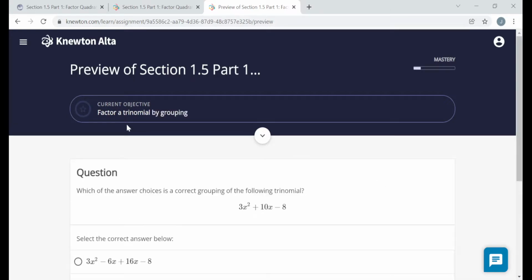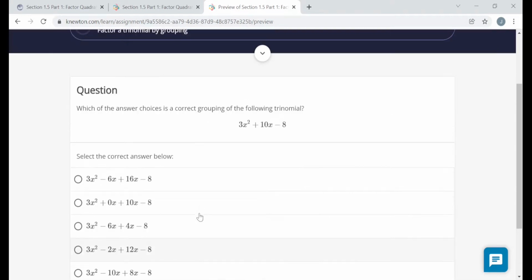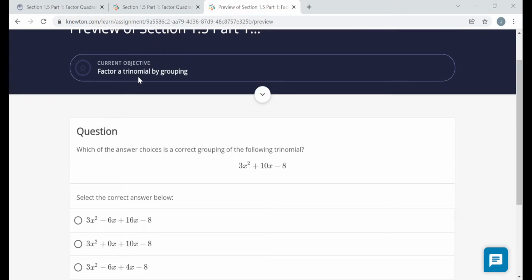All right, so now I'm at another objective. Factor a trinomial by grouping. These will be quadratic polynomials where the lead coefficient is not 1. You see this 3x squared plus 10x minus 8, and they're asking us which of the answer choices is a correct grouping of the following trinomial if you were to try factoring by grouping.